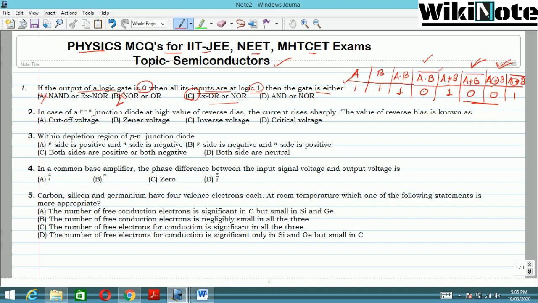I would like to go with the second question. In the case of a PN junction diode, at a high value of reverse bias, the current rises sharply. The value of reverse bias is known as cutoff voltage, Zener voltage, inverse voltage, or critical voltage. Now I would like to go with the reverse bias characteristics of the diode.